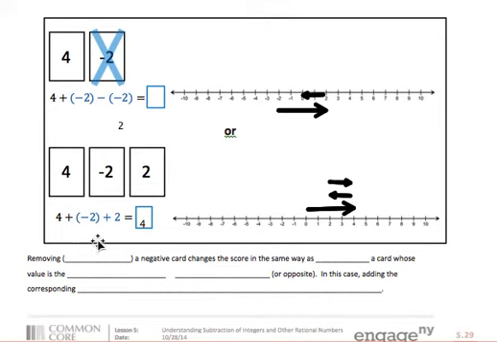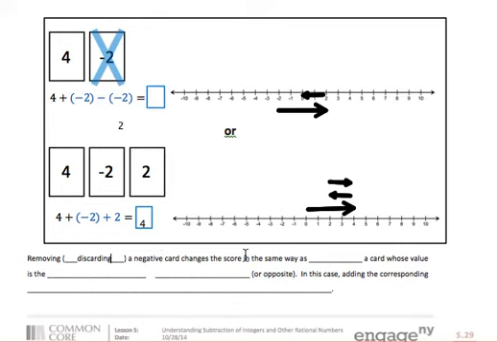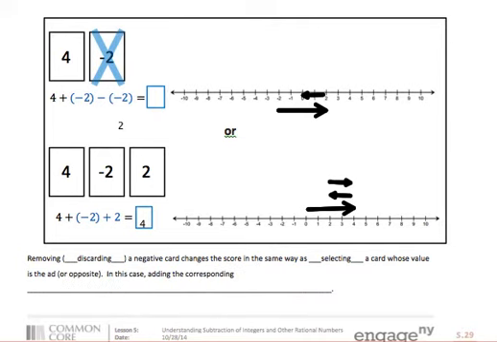So we can see that removing or discarding a negative card changes the score in the same way as selecting a card whose value is the additive inverse or opposite. In this case, adding the corresponding positive.